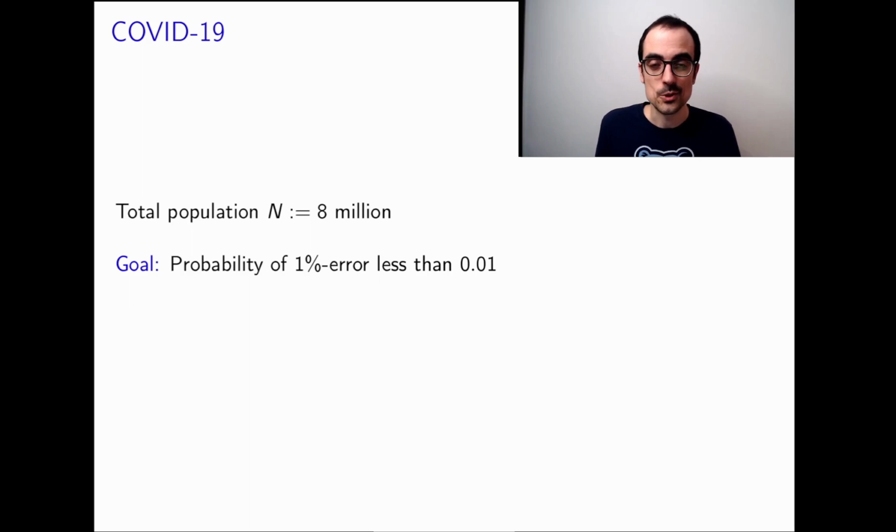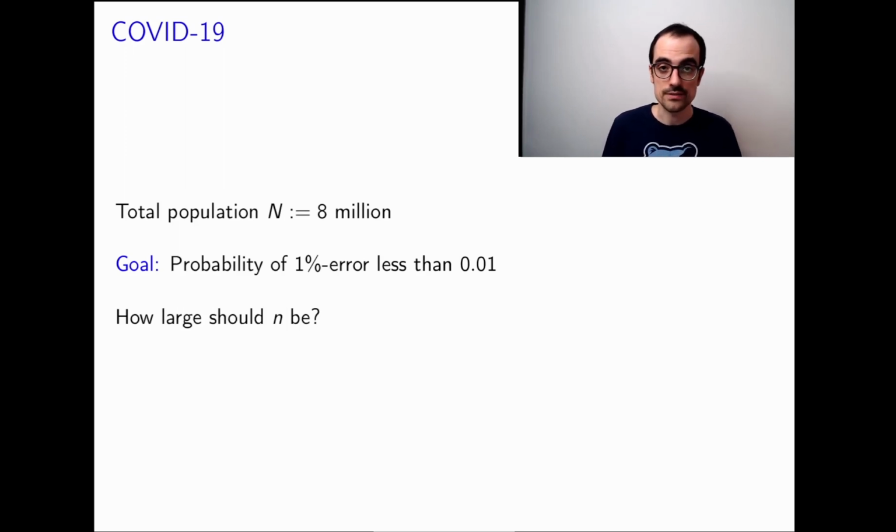Okay, so let's see how to exploit the central limit theorem to quantify how many samples we need to take to make a certain error when we're estimating the prevalence of COVID-19 in New York City. We already applied Chebyshev's inequality for this. Now we're going to see that the central limit theorem is much more powerful. So again, we have a certain population. We want to know what the prevalence of COVID-19 is. We want to make an error of 1% with a probability less than 0.01. We'll state in a moment what we mean exactly by that. And our question is, how large should n be?